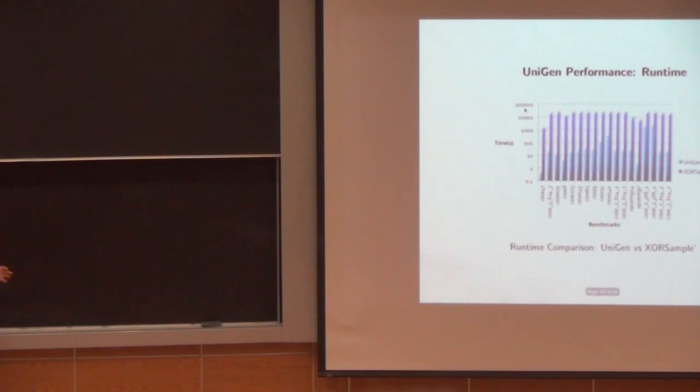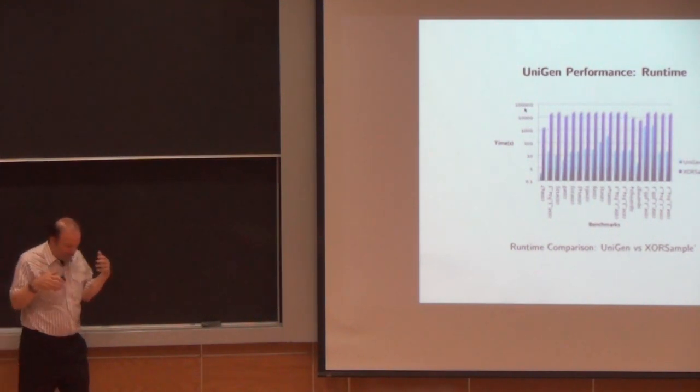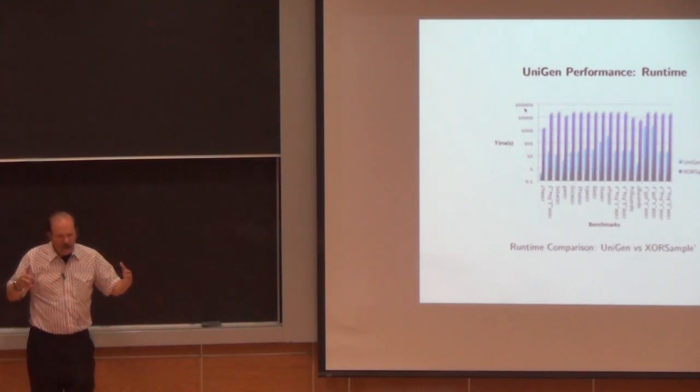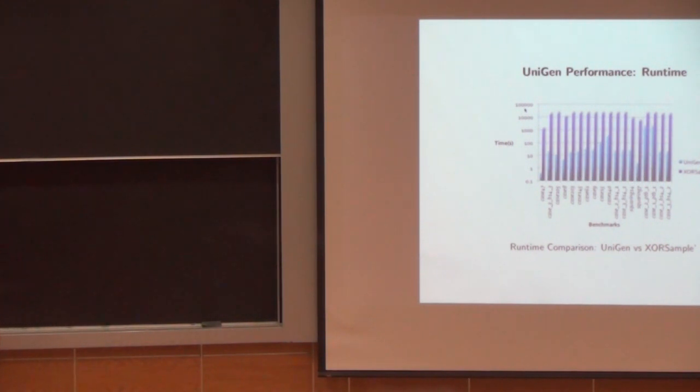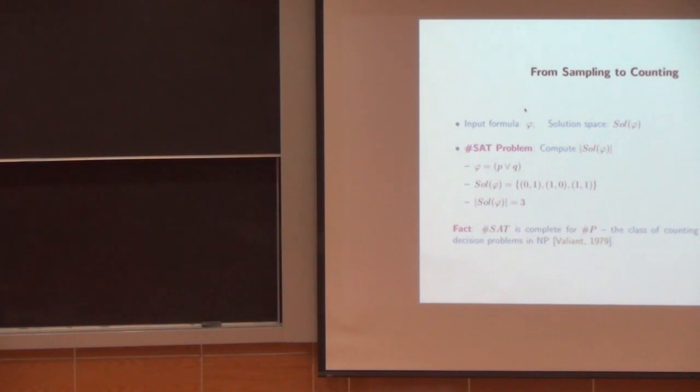So the sampling was successful enough that we said, okay, can we use the same algorithmic idea to do something which is more difficult than sampling? And we went to counting. And counting is you're given a formula and you want to know how many solutions does it have. Okay?